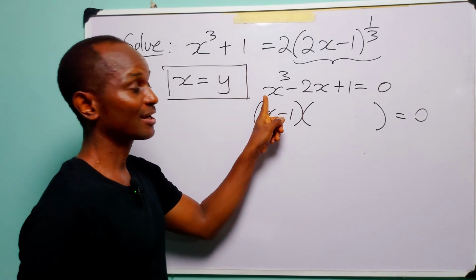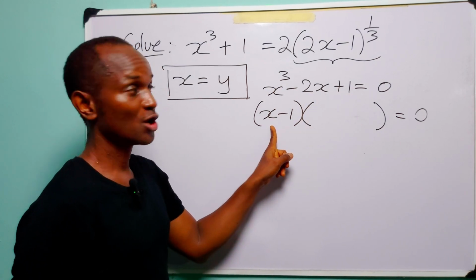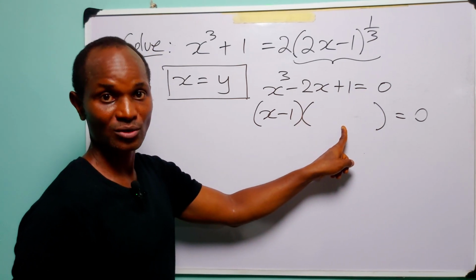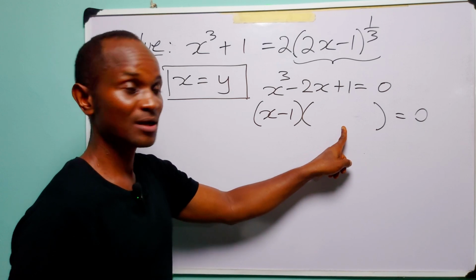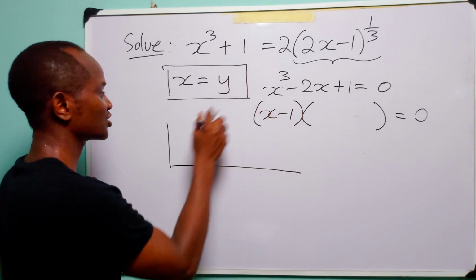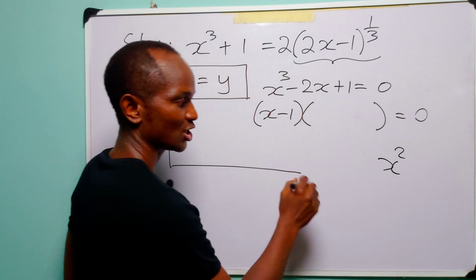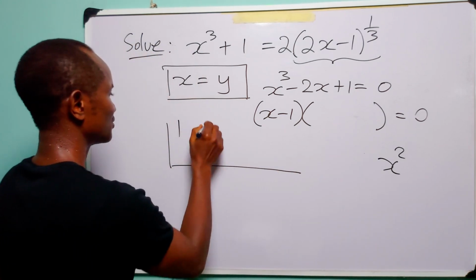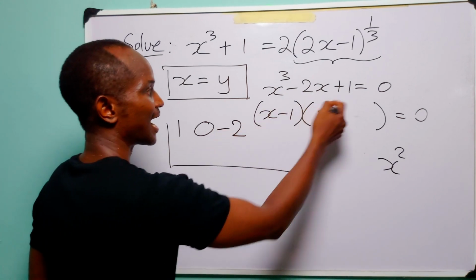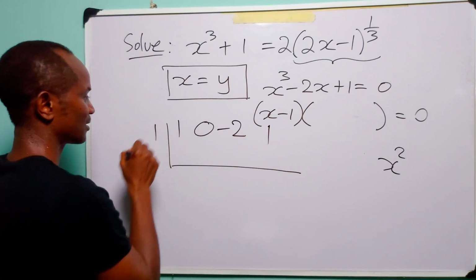Now that we have found one factor of the polynomial x cubed minus 2x plus 1 as x minus 1, we must divide this polynomial by x minus 1 to find the other factor. And to do that, we use the synthetic division method. We draw our long L. Here, the coefficient of x cubed is 1. Now notice that there is no term in x squared, so the coefficient of x squared will be 0. The coefficient of x is minus 2, and the constant term is 1. And of course, we are dividing with 1.